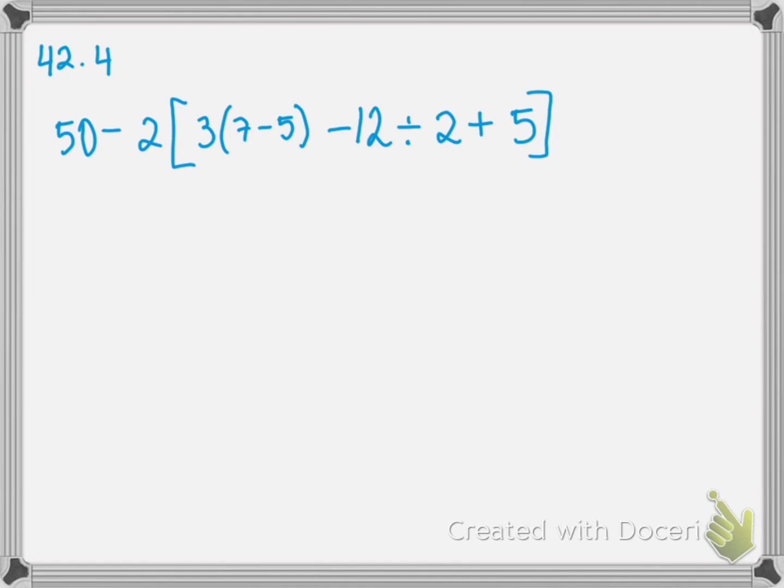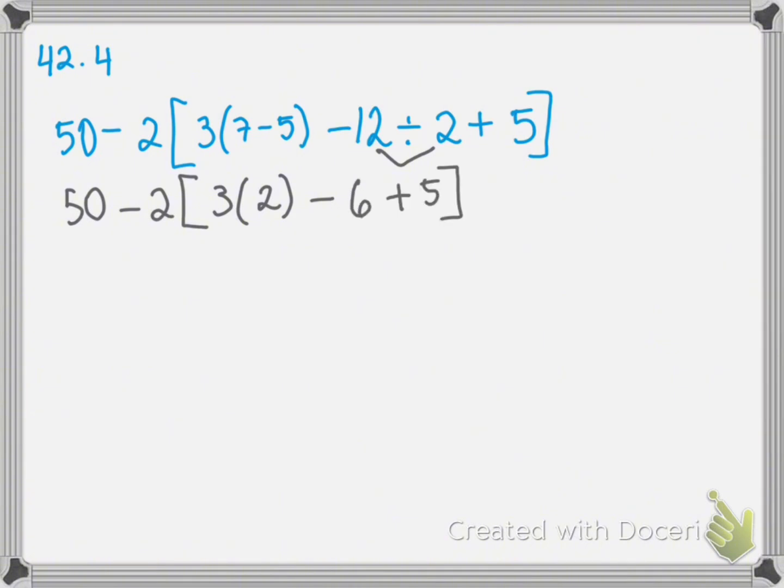Let's do one more. In this one, we have brackets, parentheses, and look, we also have division. So let's work on it. We first keep the 50 and the minus 2 because remember we cannot subtract when the 2 is first multiplying. Then we simplify the parentheses, which is 7 minus 5, 2. Then we come here to the division, and 12 divided by 2 is 6. And then we have the plus 5.